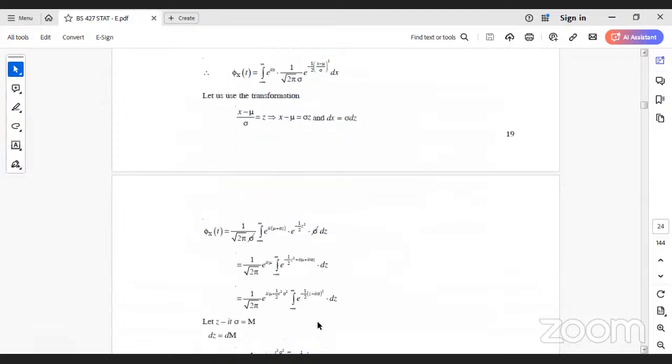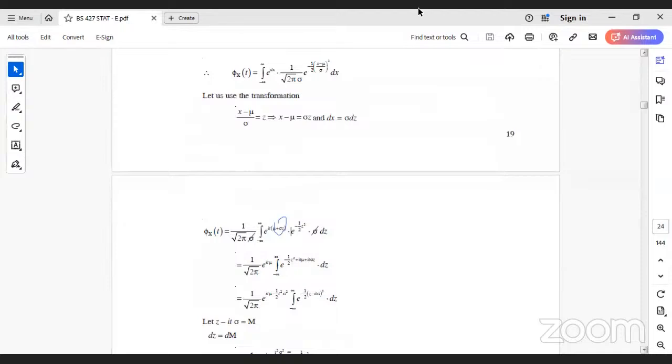Phi of x of t is 1 by root 2 pi sigma into the integration from minus infinity to infinity of e power it, with x replaced by mu plus sigma z, times e power minus 1 by 2 z square into sigma dz. So the sigma cancels here. This is 1 by root 2 pi e power it mu, integration from minus infinity to plus infinity of e power minus 1 by 2 z square plus it sigma z dz. Completing the square, it becomes 1 by root 2 pi e power it mu plus 1 by 2 (it) square sigma square, again integration of e power minus 1 by 2 (z minus it sigma) whole square dz.